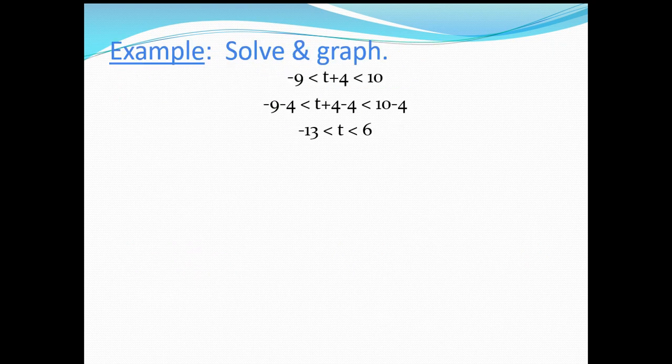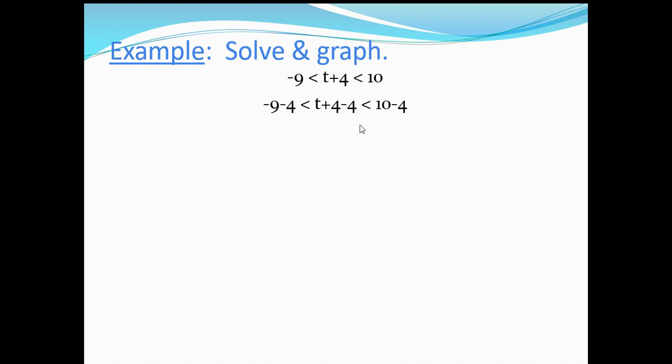How are we gonna solve? I want step by step. Okay. Now, I need to solve this inequality. t plus 4 is between -9 and 10. So I have here +4. To cancel this +4, I need to subtract 4 on both sides. So I will have t plus 4 minus 4, I have -4 here and -4 here.